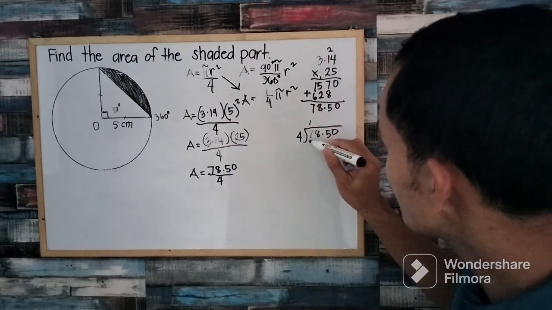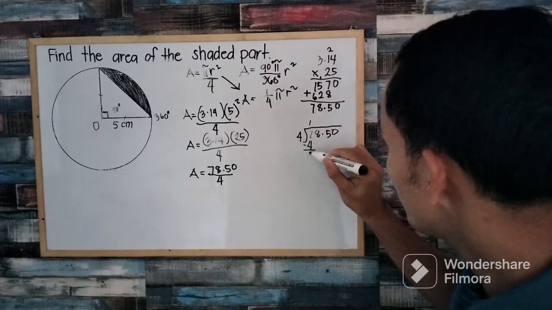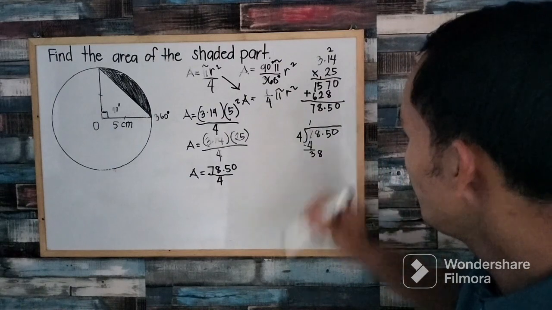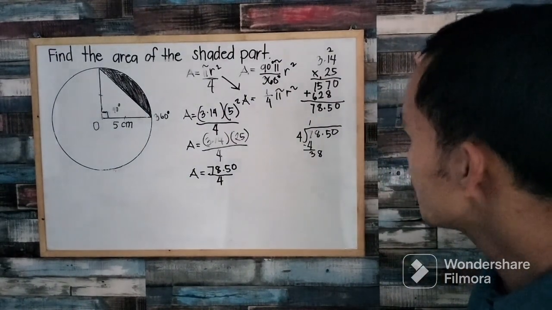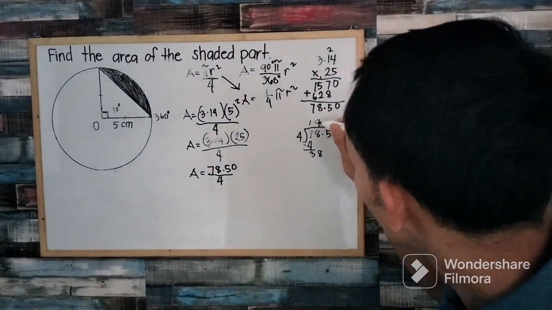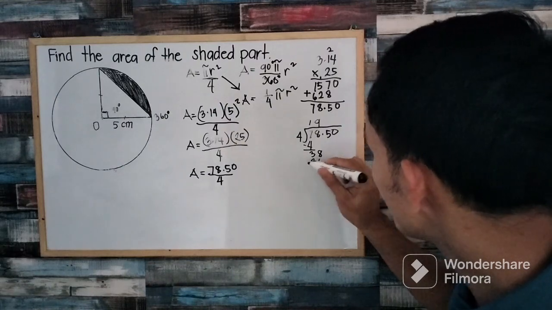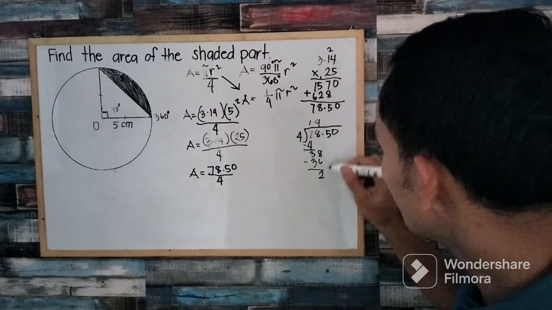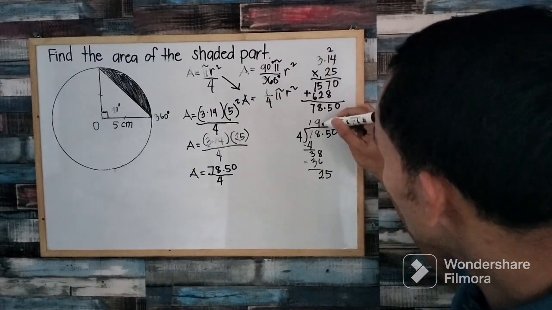1 times 4, that is 4. 7 minus 4, that is 3. Bring down 8. So 38 divided by 4, that is 9. And 9 times 4, that is 36. And 38 minus 36, that is 2. Bring down 5. And of course, you have to just copy the decimal point there.